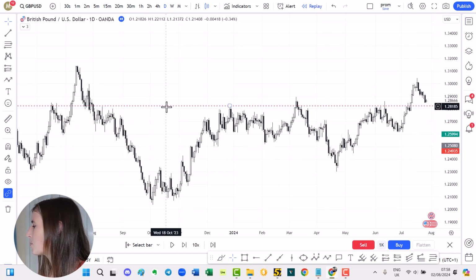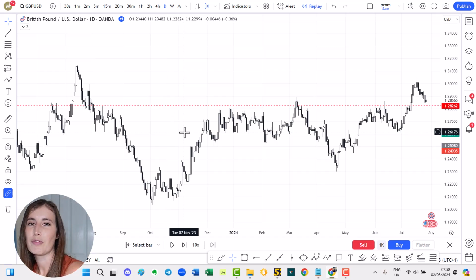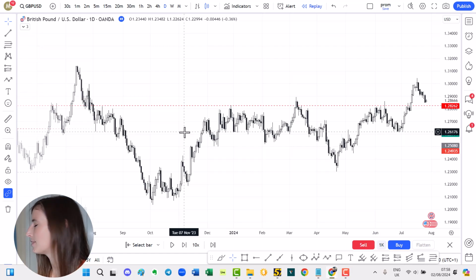And this is how pivots work. They can be a support or a resistance in either direction, depending on which side price is in, whether price is above the pivot level or below the pivot level.